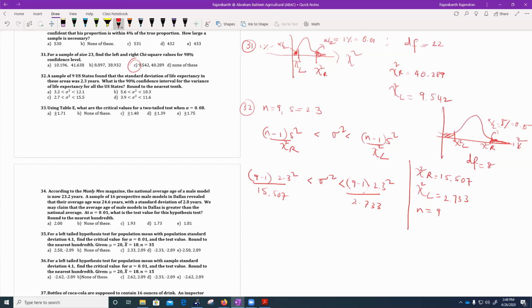So take your calculator and simplify this. So this would be 2.729, and the right point should be 15.485. Okay, so if you round this to one decimal place, you should get 2.7 and 15.5. That is choice C.